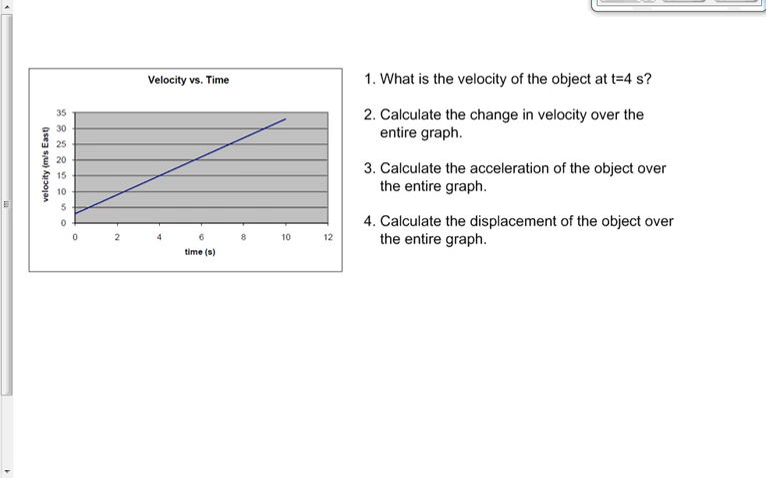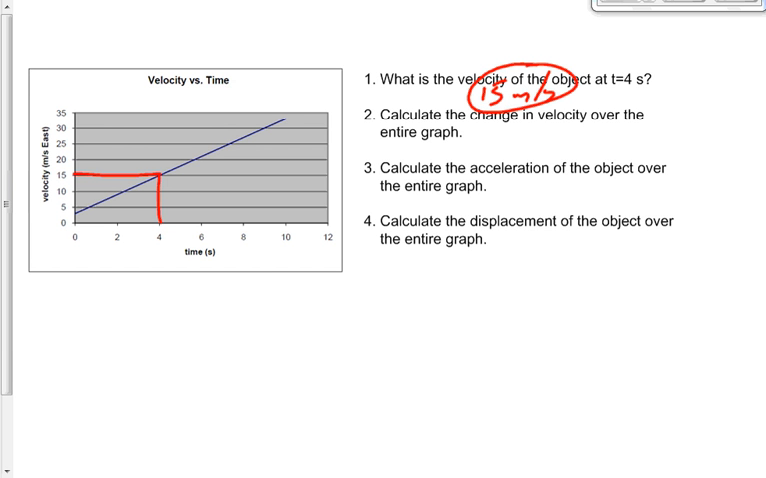If we want to find a value that already appears on the y-axis, then let's just read it off the y-axis. Let's go up and over. So at 4 seconds, we're going to go up and over. The velocity at that moment in time is 15 meters per second.